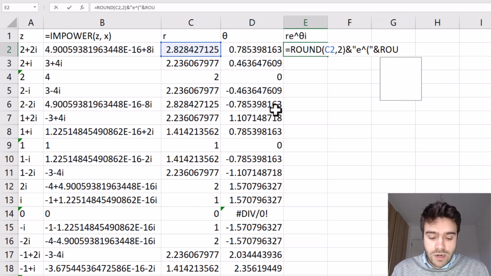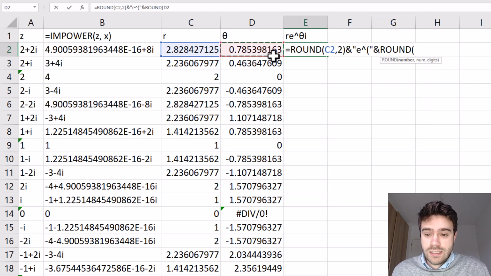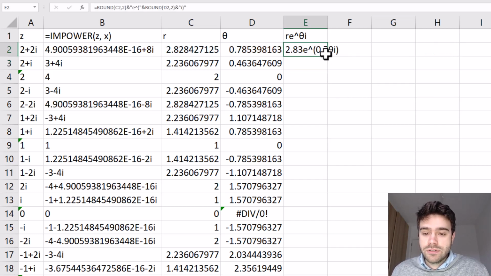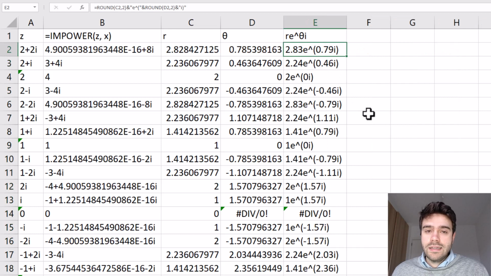So I will also round this to 2 digits. So we take theta, round it to 2 digits. Then I concatenate this with i, and I close the parentheses. Now do keep in mind that these ampersands are used to concatenate strings, and the double quotation marks are used to represent strings. Okay, I press enter. There we have the result. Let's pull this through. And there we have the results, our complex number represented within the exponential form.